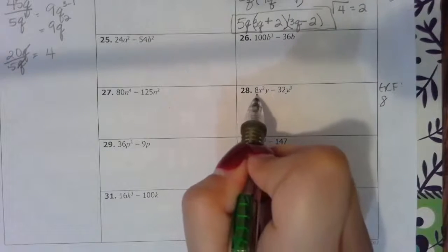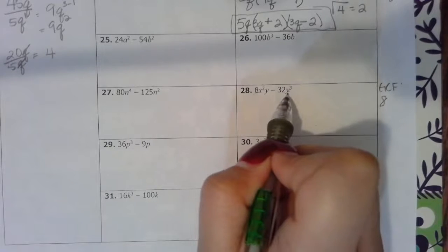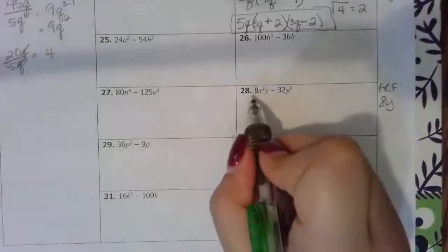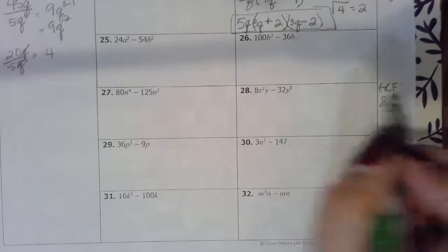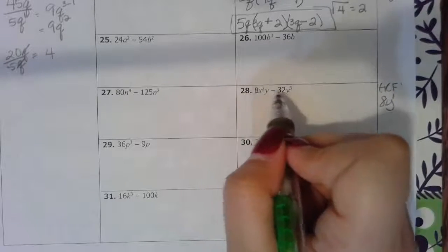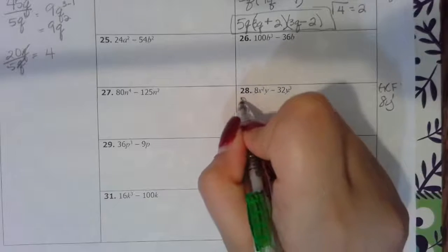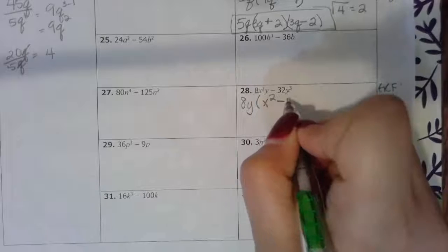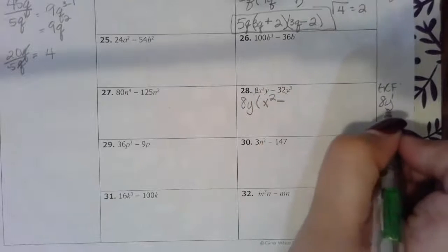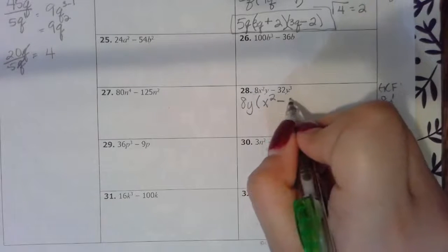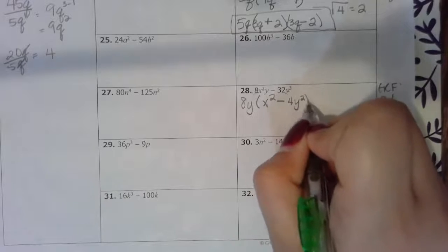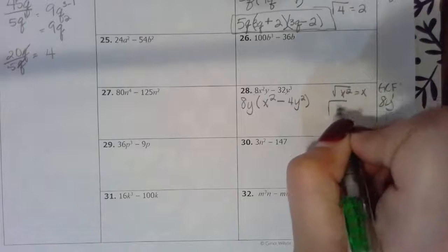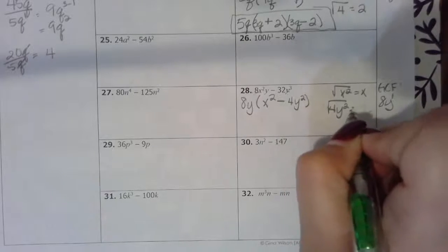Look at your variables. You have an x squared y here, but you only have a y to the third. They both have a y in common, and you would take the smallest one because they both have a y to the first power. So then take 8x squared y divided by 8y. That would leave you with just x squared. Subtraction comes down. 32y cubed divided by 8y would actually just be 4y squared. And then the square root of x squared is just x, and the square root of 4y squared is just 2y.